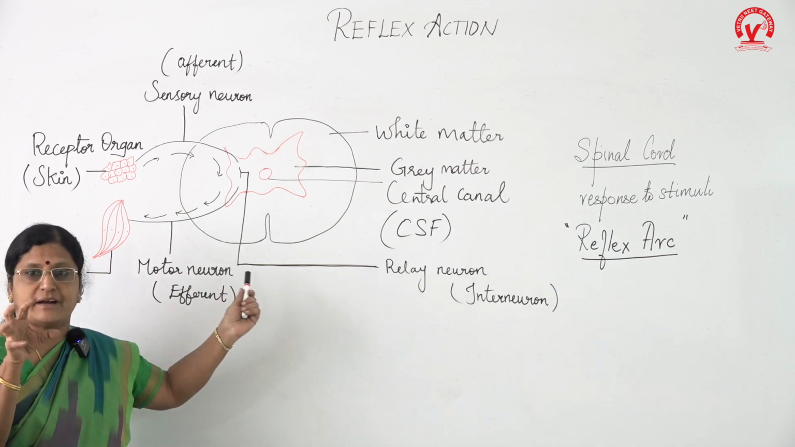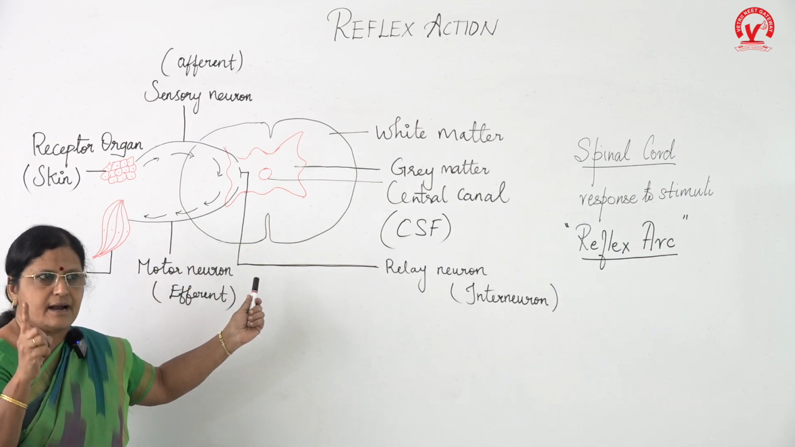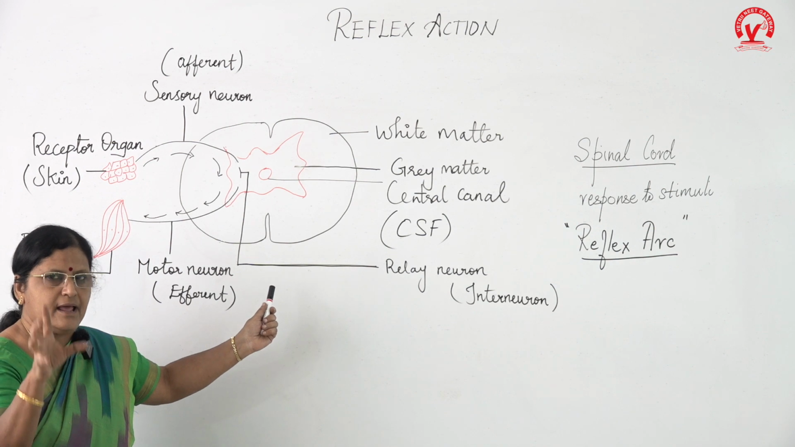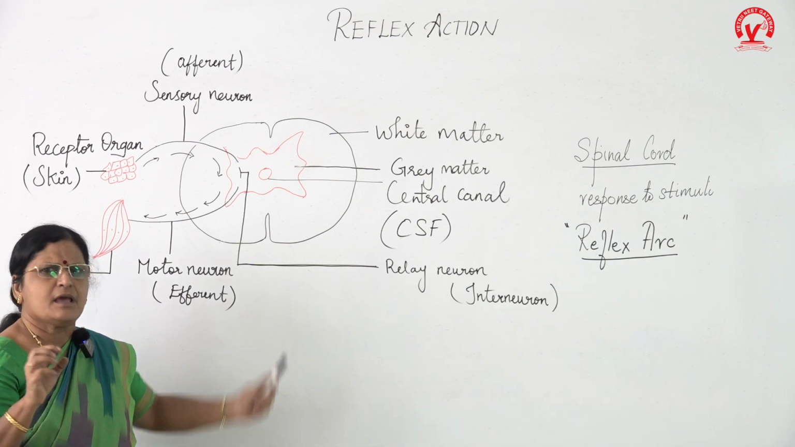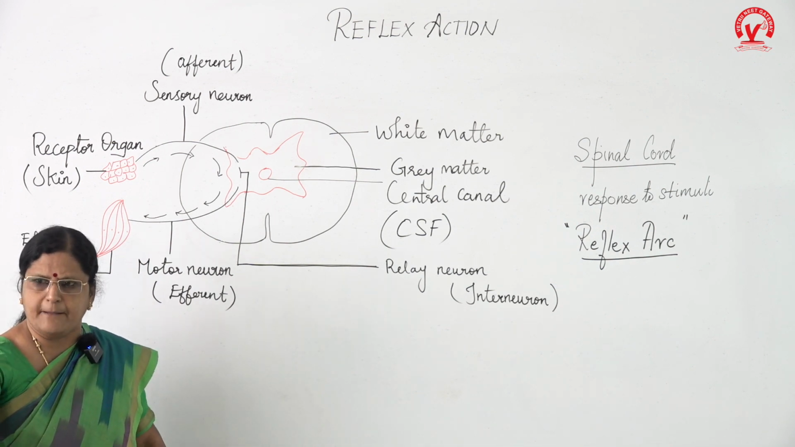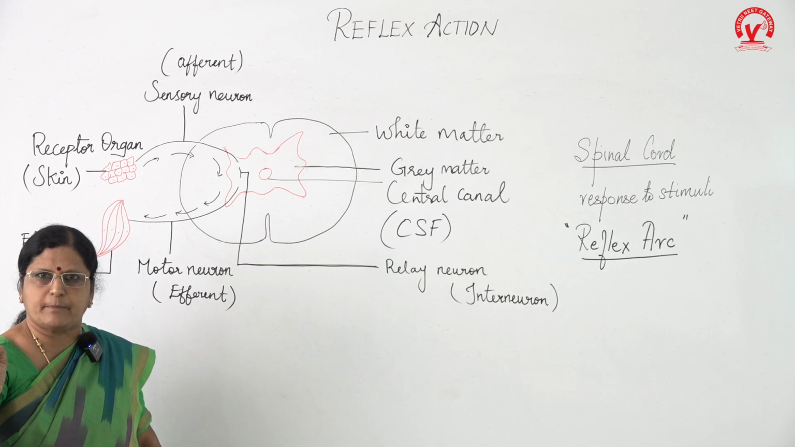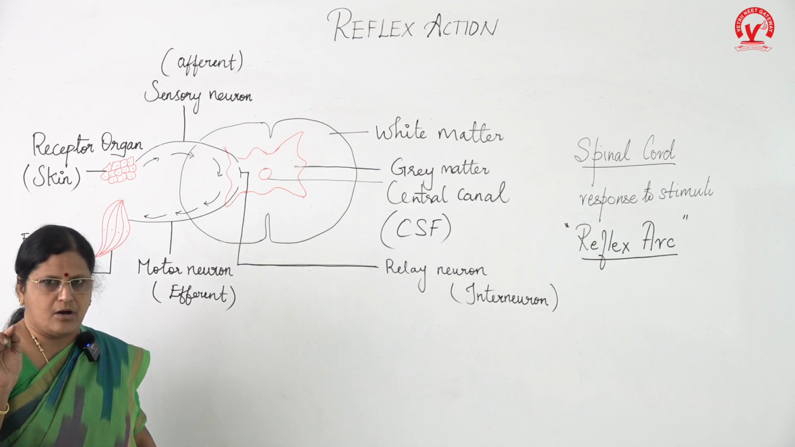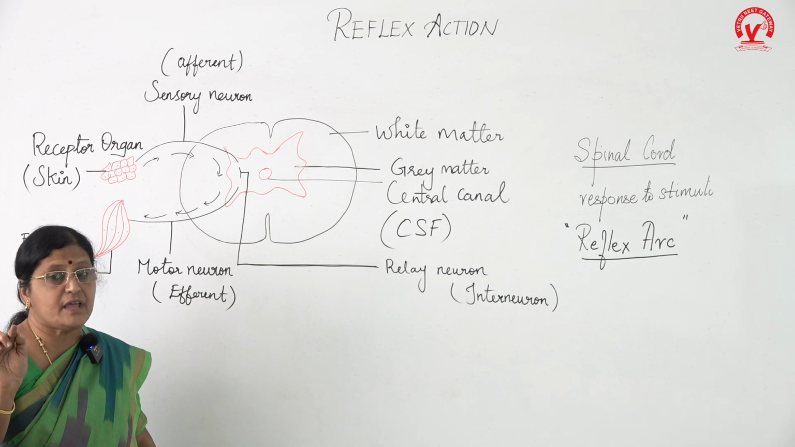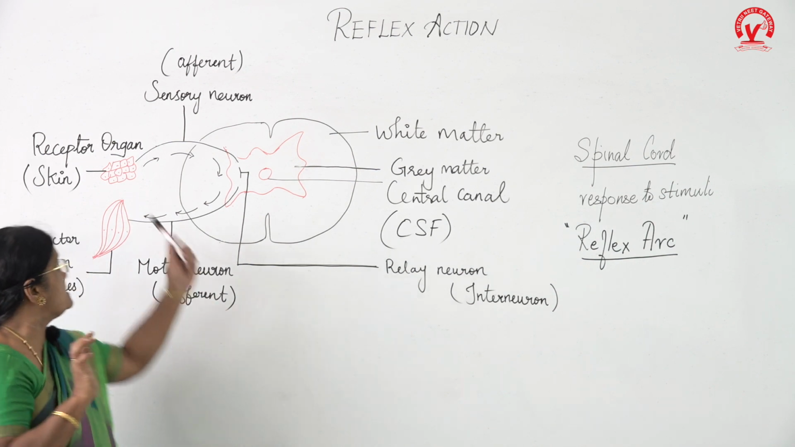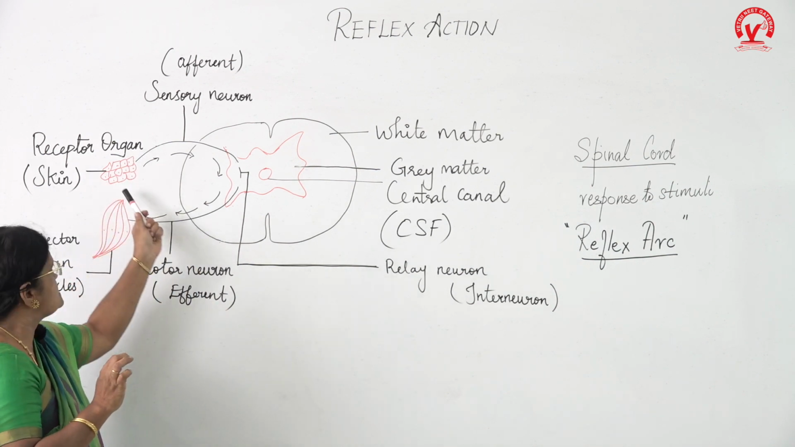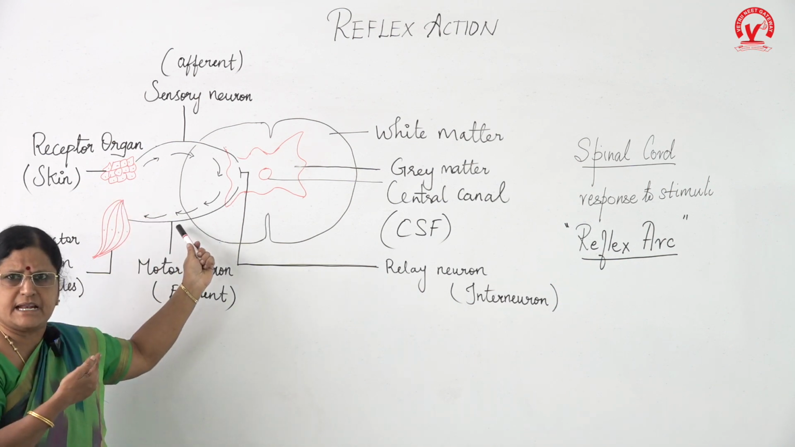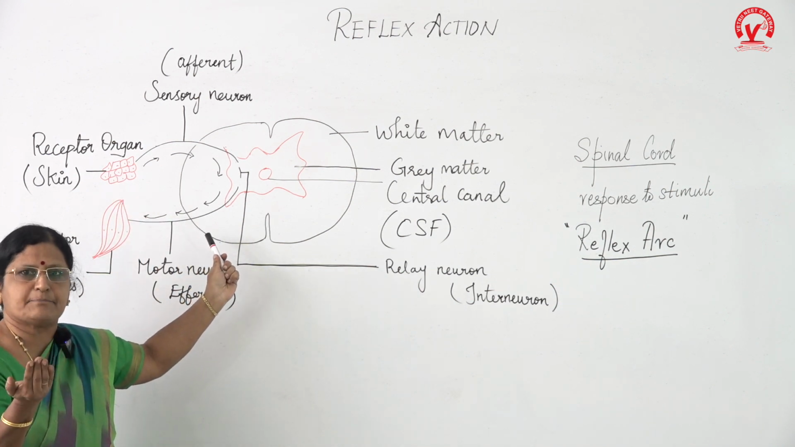Receptor organ, which will receive the stimuli. That is why its name is receptor organ, which receives the stimuli. Usually if you touch something hot, your skin is going to be your receptor organ, the organ which is going to receive the stimuli. So this is called the receptor organ. I have drawn small epithelial cells of the skin to depict the receptor organ.